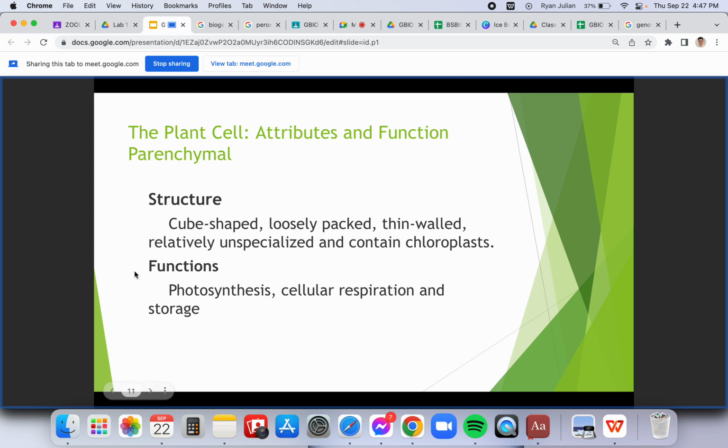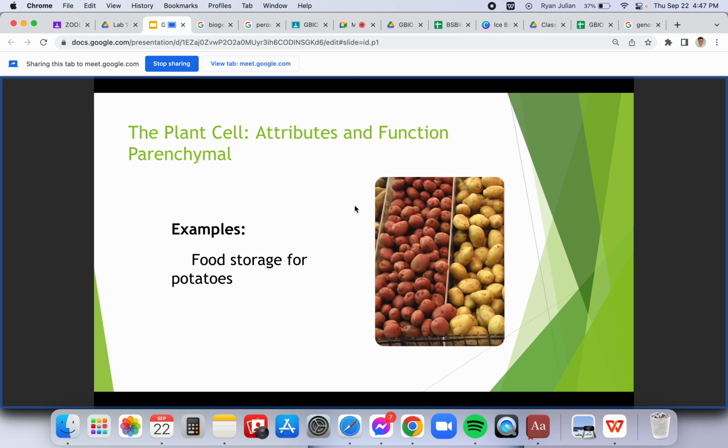For its general functions, it undergoes photosynthesis and cellular respiration, which can be aerobic and anaerobic, that I'm going to be discussing in the upcoming weeks. And for the storage of food, nutrients, which are derived from the soil and from the sunlight, which are the staple for the development and survivability of the plants. Okay, for the visuals, a great example are the potatoes that come in many different shapes and sizes as well. We have potatoes that are in the shade of light yellow ranging to brownish ones. Food storage is the function of parenchymal cell.